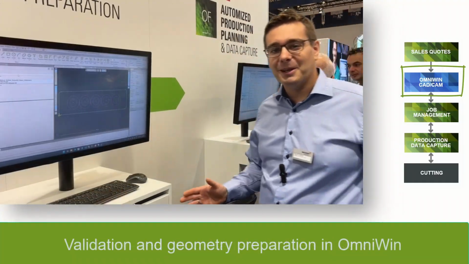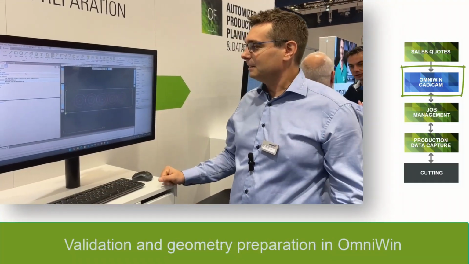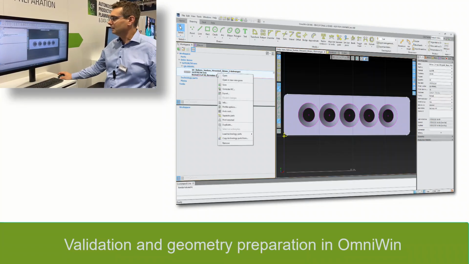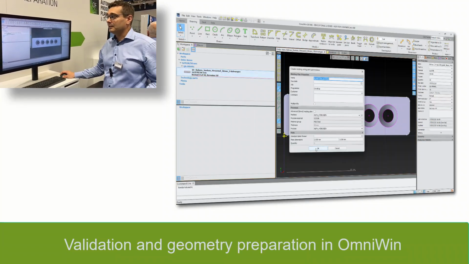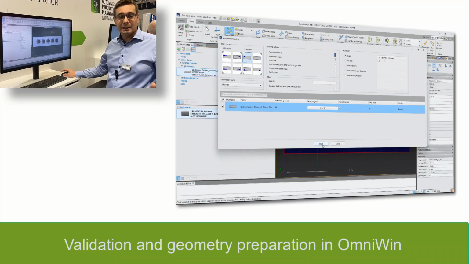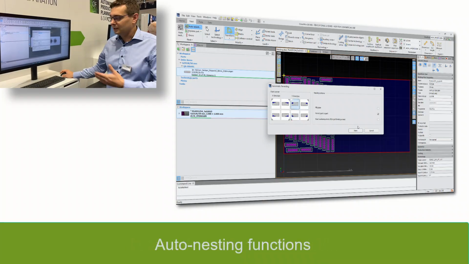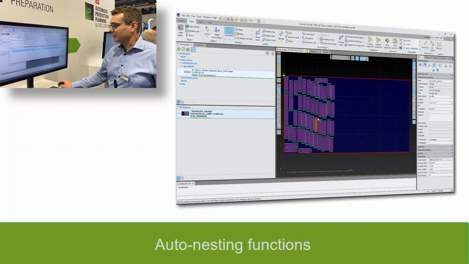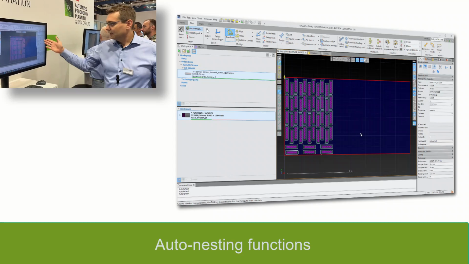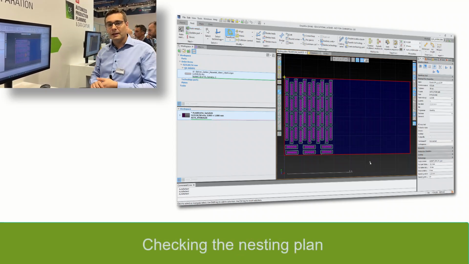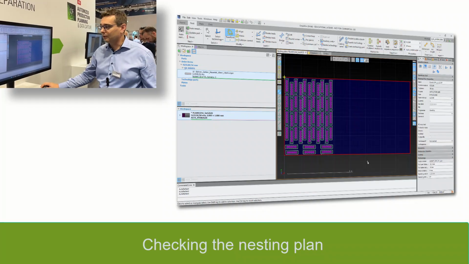In OmniWin, we can look at the component and prepare the geometry accordingly, apply the geometry to a nesting plan. This can also be done very quickly in just a few steps with the help of the corresponding auto-nesting mechanisms. With just a few clicks, the nesting plan is ready and we can now generate the production data here immediately with just a few clicks.